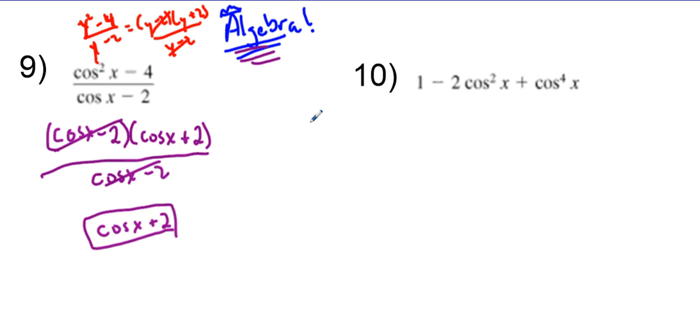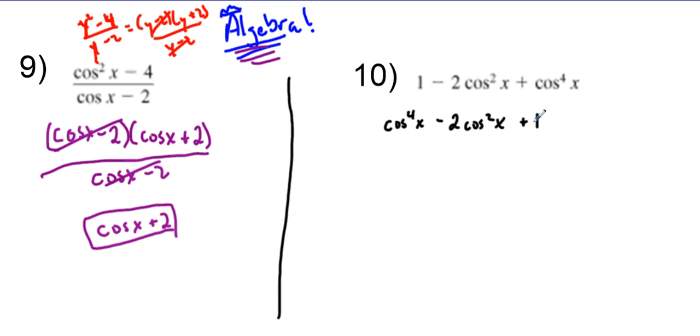All right, so moving on, let's try this one. Once again, very similar if you're a good algebra student. We could rearrange this and write it as cosine to the 4th power of x minus 2 cosine squared of x plus 1. This might be similar, once again, to y to the 4th minus 2y squared plus 1. If you were in Algebra 2 or pre-calculus or advanced algebra, whatever you call it, this is in quadratic form.